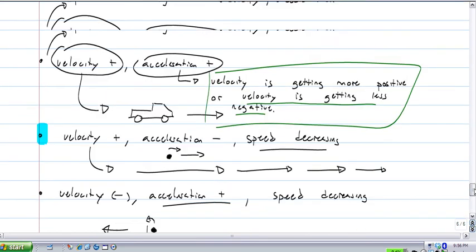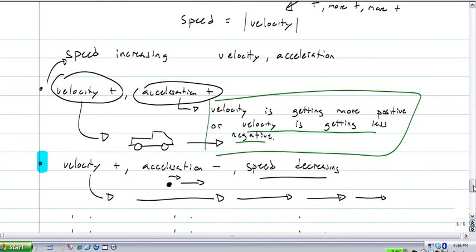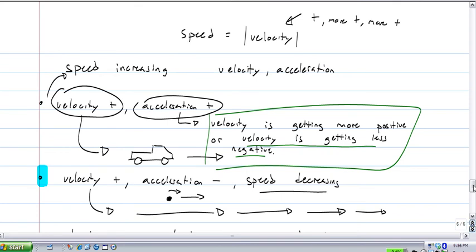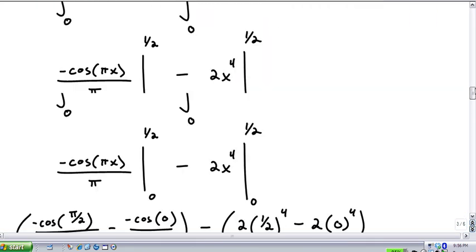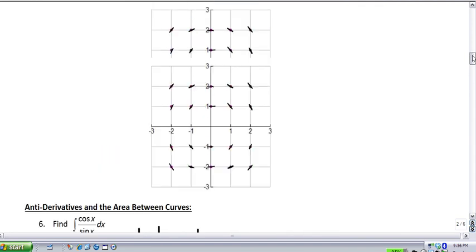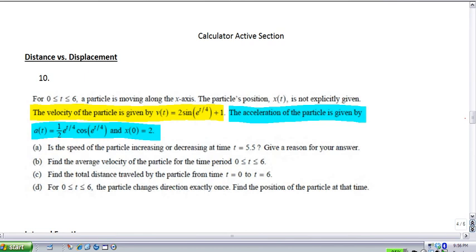Okay. So, there you go. That's some tips for you on how to work with velocity and acceleration and use that to make decisions about what speed is doing. So let me go back to the question now. That was number 10, sorry. 10 said in A, is the speed increasing at 5.5?